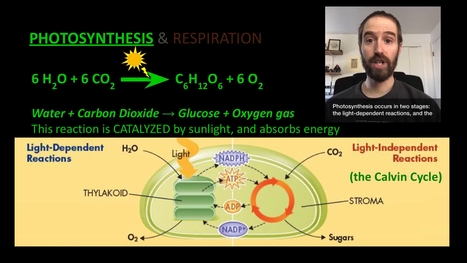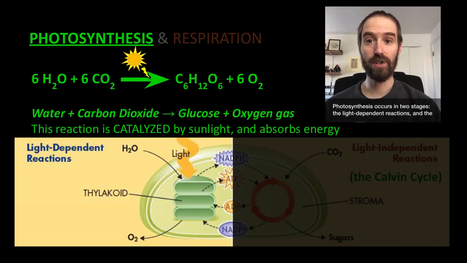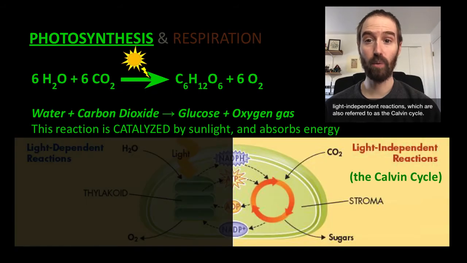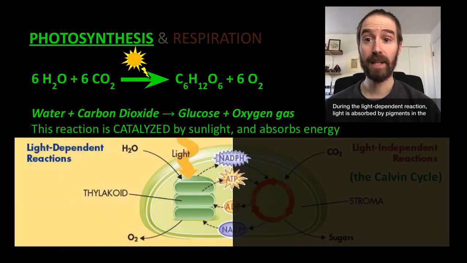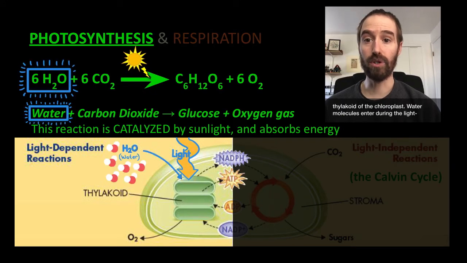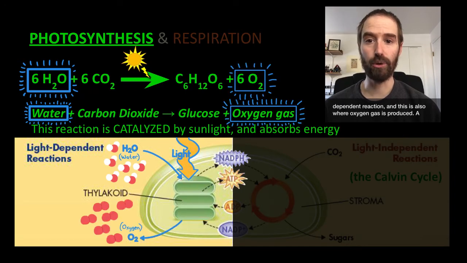Photosynthesis occurs in 2 stages, the light-dependent reactions and the light-independent reactions, which are also referred to as the Calvin cycle. During the light-dependent reaction, light is absorbed by pigments in the thylakoid of the chloroplast. Water molecules enter during the light-dependent reaction, and this is also where oxygen gas is produced. A couple of important intermediate molecules are produced as well, including a small amount of ATP and a molecule called NADPH, which is like ATP in that it carries a form of energy that can be used later in photosynthesis.